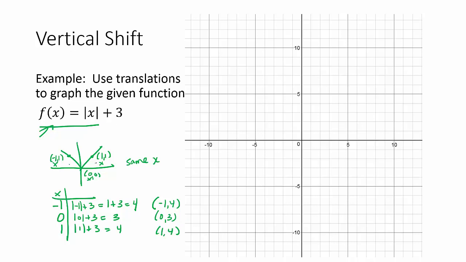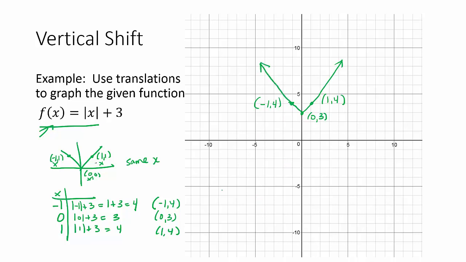So you know that it's going to have the same shape as that V shape parent function, but it's going to go through negative 1, 4. So let's plot that, negative 1, 4. It's going to go through 0, 3, and it's going to go through 1, 4. Now you fill in the shape because you know that this is a transformation of the original absolute value function. You know it's going to look like this.